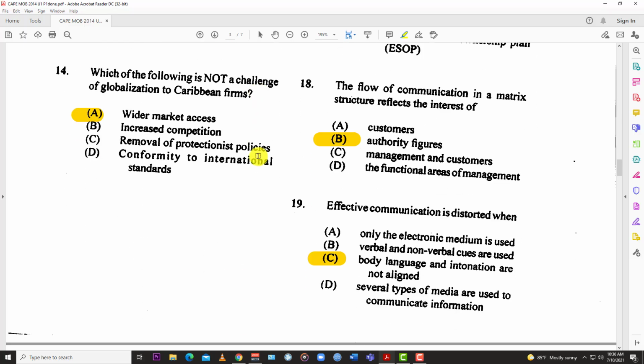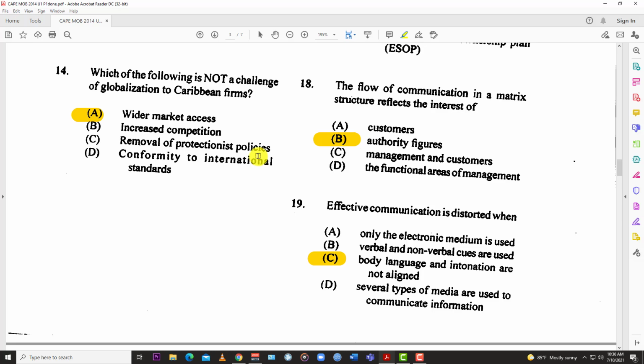Number 14. Which of the following is not a challenge of globalization to the Caribbean? Which is not a challenge? And so the answer here is wider market access. That's not a challenge. That's an advantage. You have a wider market access. All the rest are challenges, as I stated above.